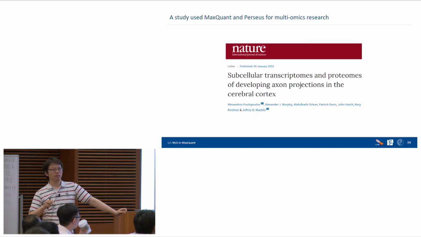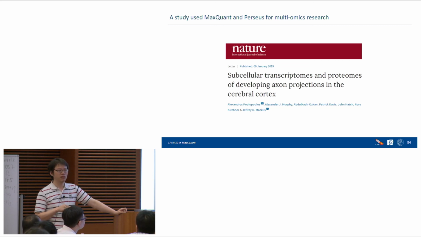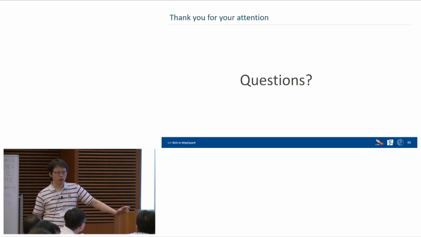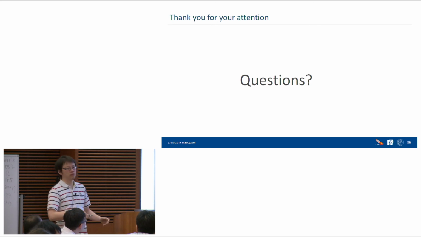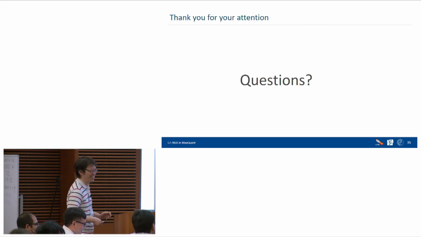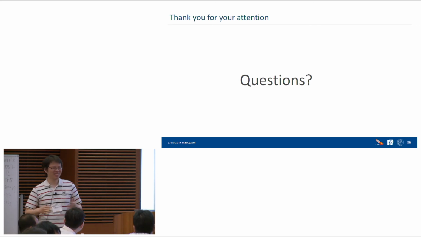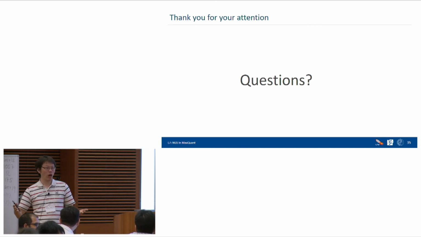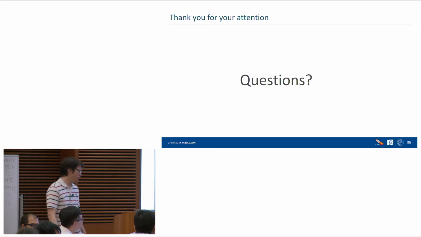And the most amazing thing is none of them is from our groups. That means they used the tools by themselves. That means Perseus and MaxQuant can be used by users who have no bioinformatics background. So if you want to do multi-omics data, you just need to understand how to use Perseus and MaxQuant, and you can do it by yourself, and you can publish in Nature. It's amazing, right? We did not really help them, but they really did a great job there.